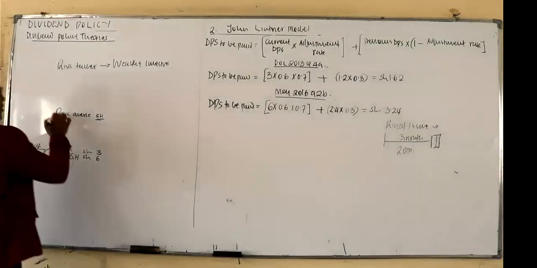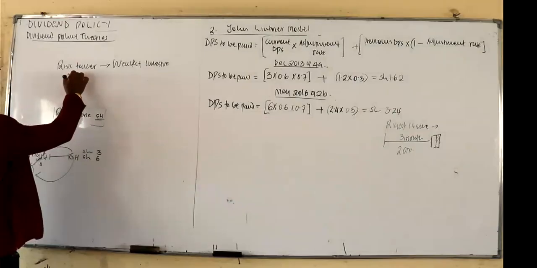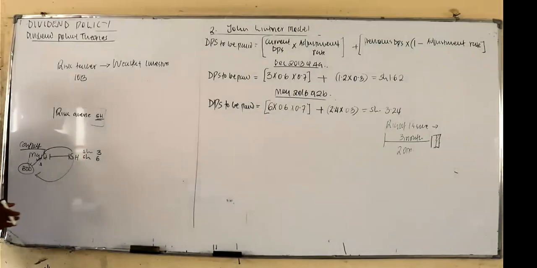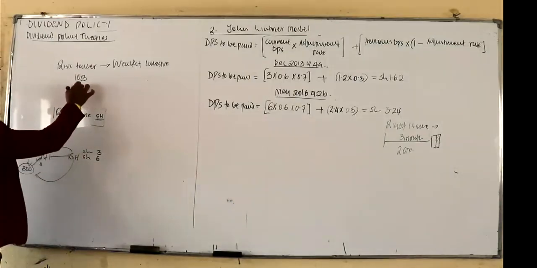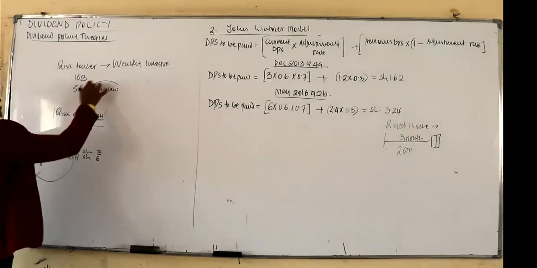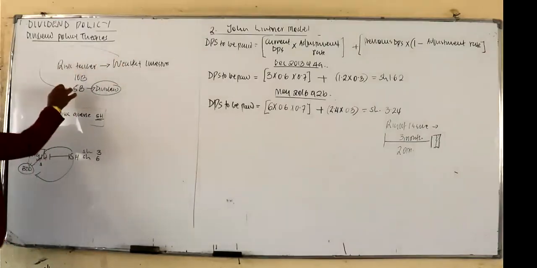Now, for example, let me ask you a question. Here we have a company, and this company made a profit of, let's assume, 10 billion. And then assume that they have a payout ratio of 50%. So that means 5 billion is to be paid as dividend. Now, why would this wealthy investor not want this dividend?